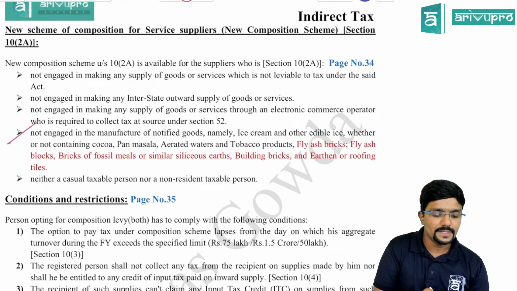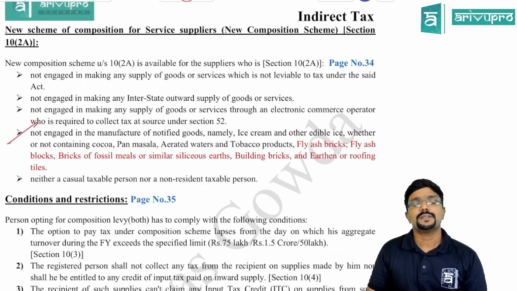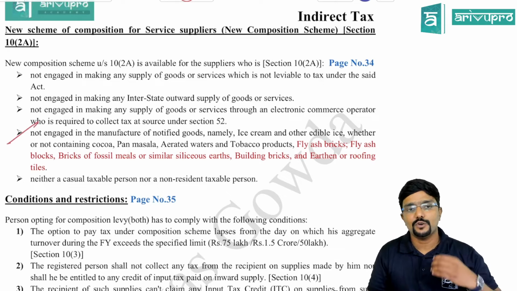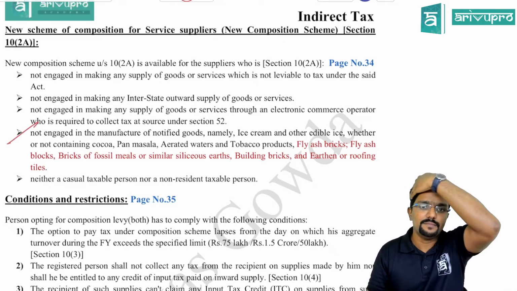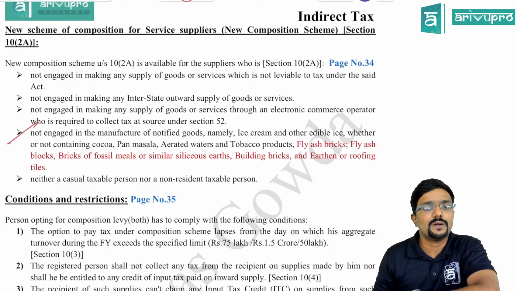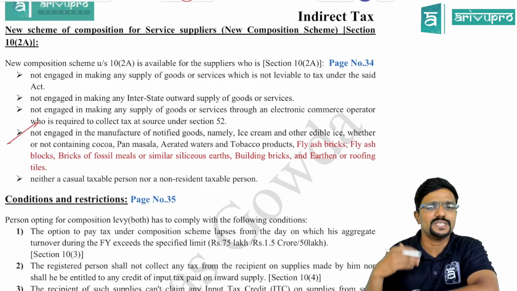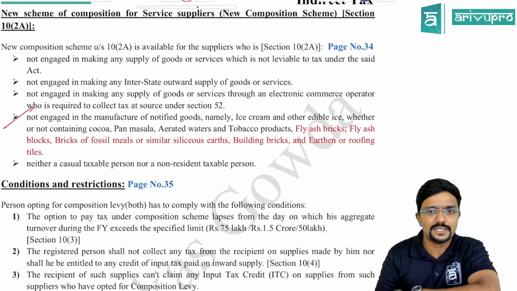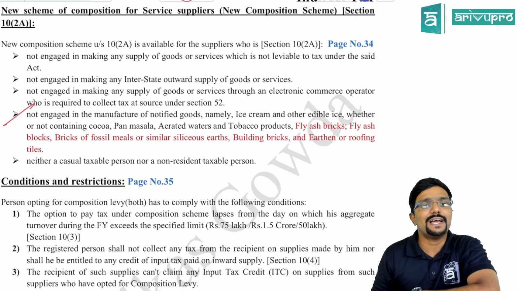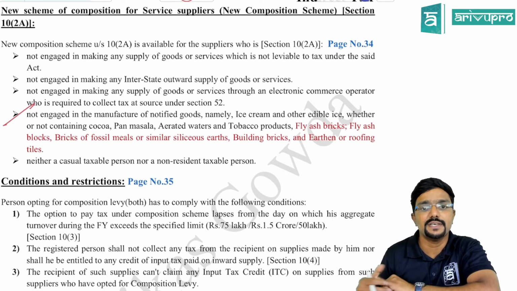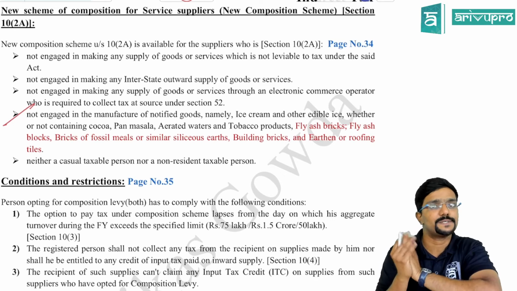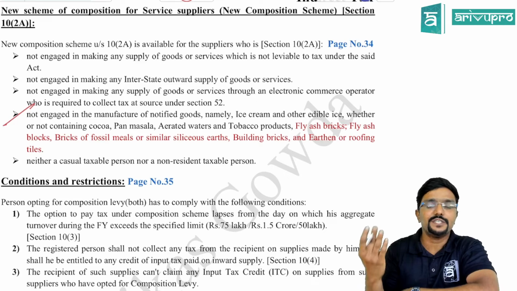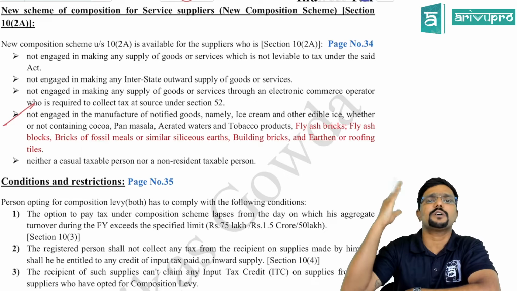In that, this point: a person who is not engaged in the manufacture of notified goods, namely ice cream, other edible oils, whether or not containing cocoa, pan masala, aerated water, and tobacco products was already there. Now they added a few more items, which is the same as whatever we covered just now. Fly ash bricks, fly ash blocks, bricks of fossil meals or similar siliceous earths, building bricks, and earthen or roofing tiles. So if you are manufacturing these items, then you are not eligible for both the composition schemes.